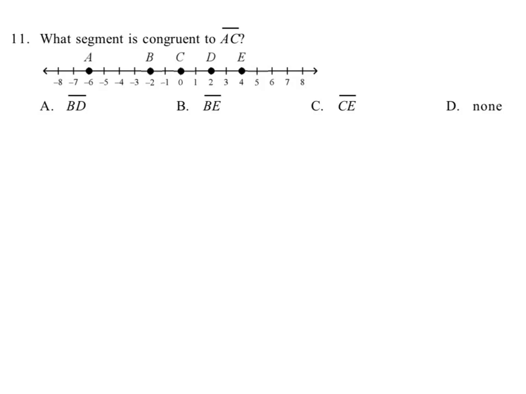So we say the absolute value of -2 minus 4 is -6, and the absolute value of -6 is 6. That was the same length as from A to C. So we can say that B to E, or segment BE, also has a length of 6, so they are congruent.